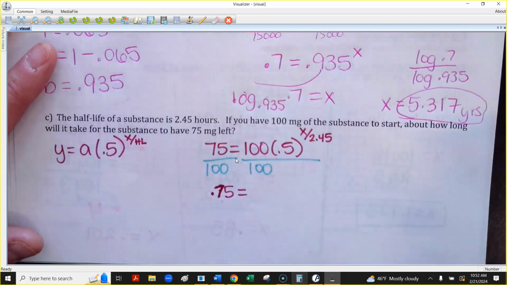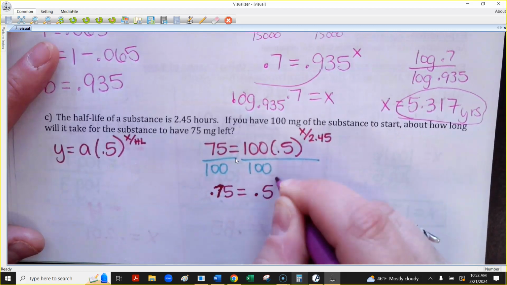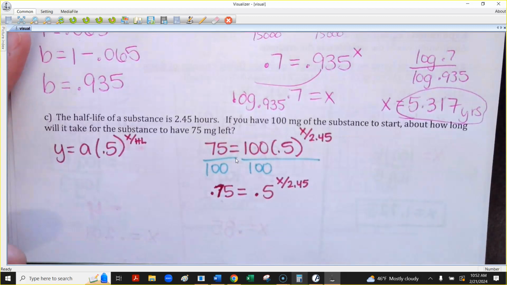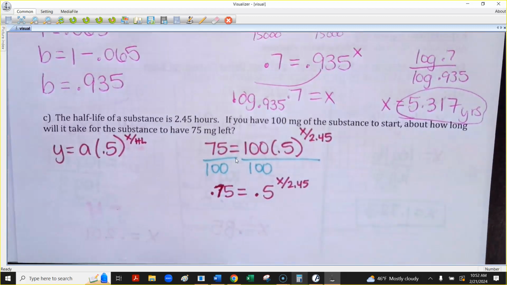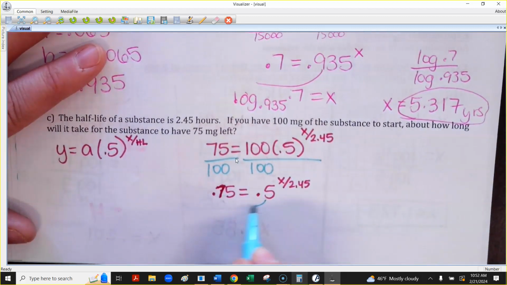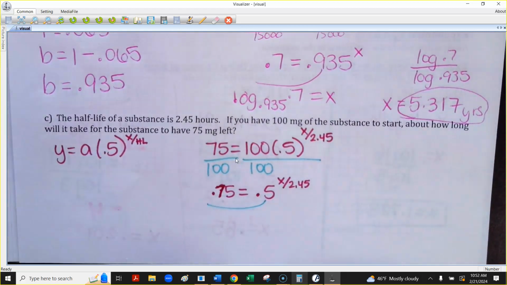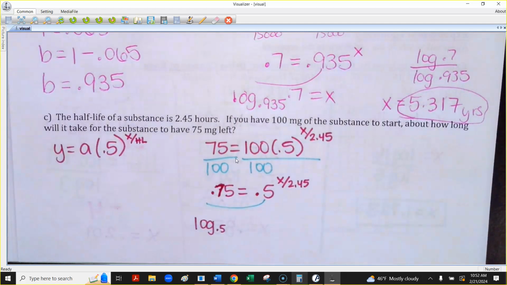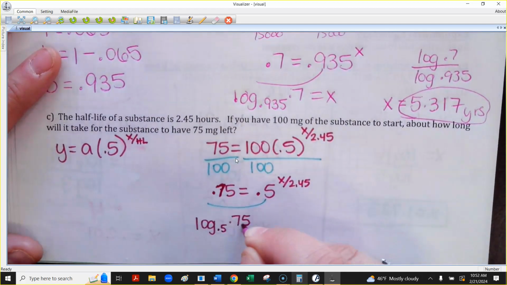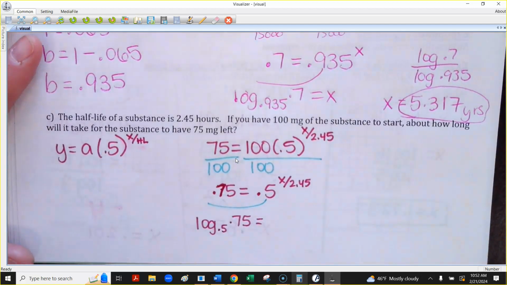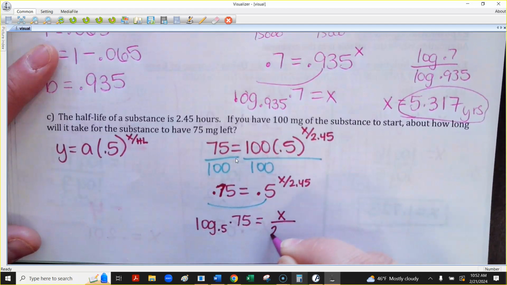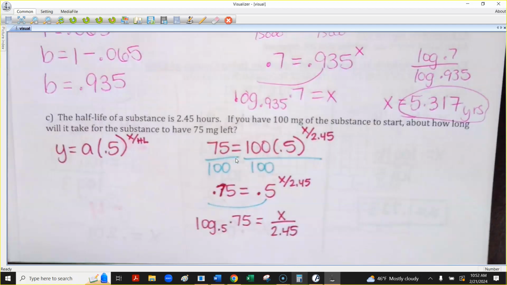And let's see, would this be 0.5? Now, my exponent's a little bit more complicated here, but I still want to bring that exponent down on the level with the rest of the question, so I got to convert this to a log. So it'd be the log. The base or the subscript of the log is going to be the b value, which is a half here, and then we'd have the 0.75. Now, when I bring that exponent down, that exponent is a fraction. So I'd have x over 2.45.